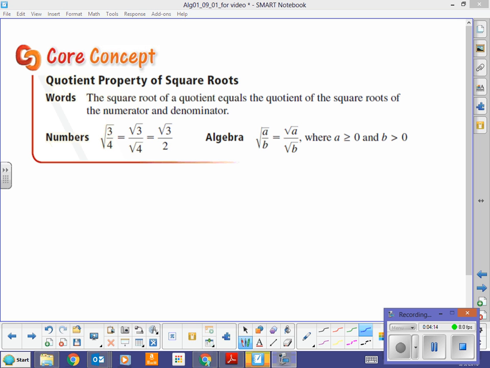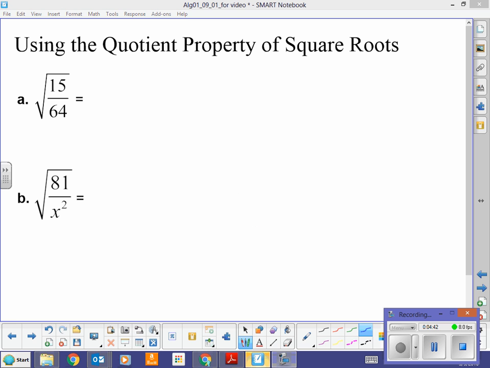The quotient property of square roots works exactly the same because, again, multiplication and division are really the same thing. But this idea here, the square root of 3/4, I can think of as the square root of 3 over the square root of 4. And now I can simplify the denominator to the 2. All right? Same idea. We can split them is the idea.